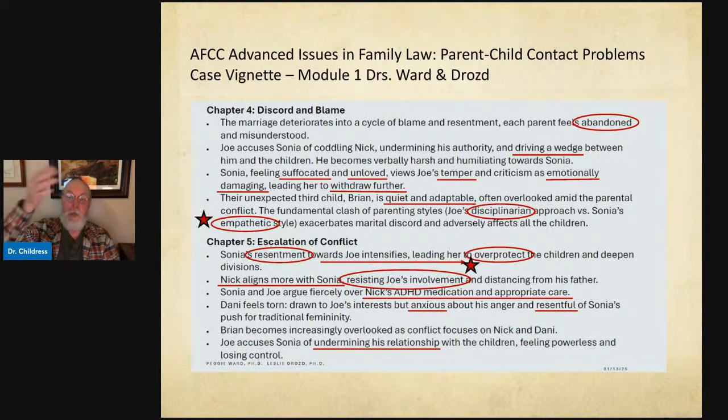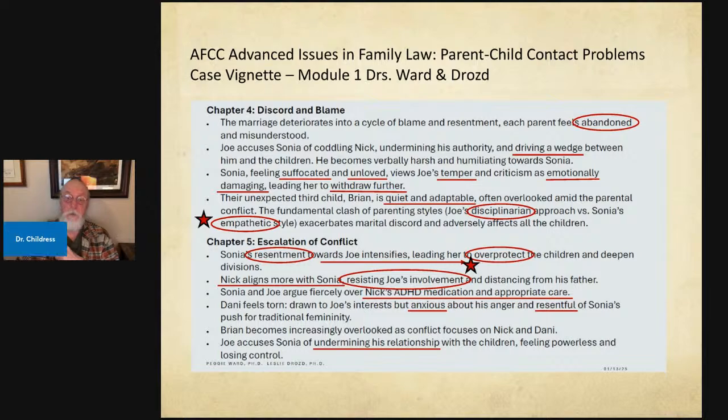Then we got overprotection. Okay, she's overprotecting. What's the danger? Where's the danger? So I'm getting a high persecutory thought disorder within the family. No danger has yet to be identified, but we got all these people protecting something from danger, and there's no specificity as to what the danger is. And so Nick aligns more with Sonia, resisting Joe's involvement. There's your attachment pathology. That's a disorganized attachment.